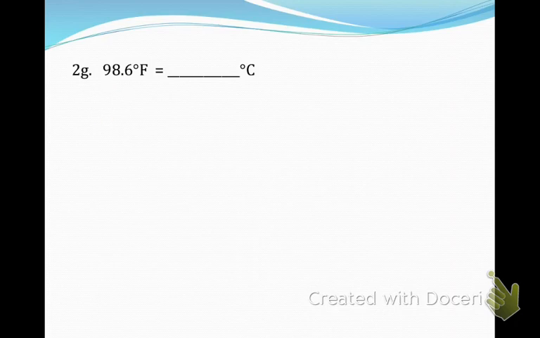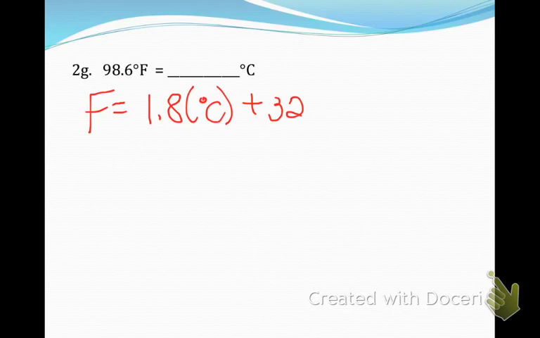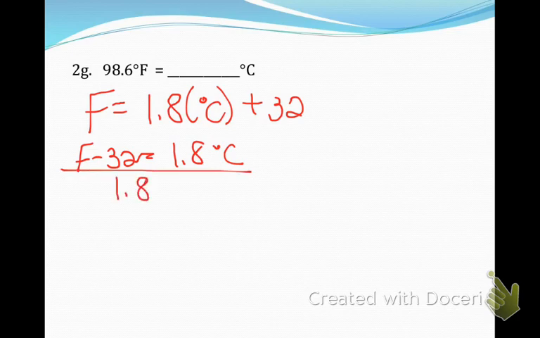So my formula was Fahrenheit is equal to 1.8 times degrees Celsius. I'm putting parentheses in here. It's the same thing. I'm just putting them in just to make sure that you see them. Alright, let's rearrange the equation. So F minus 32 is equal to 1.8 degrees Celsius. Divide both sides by 1.8. So F minus 32 over 1.8 is equal to degrees Celsius.